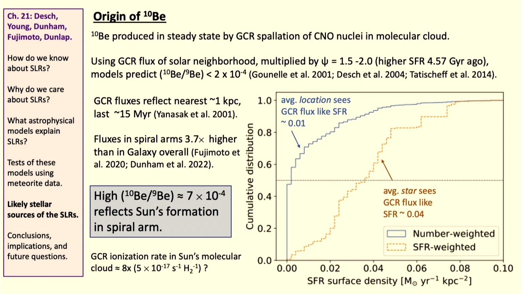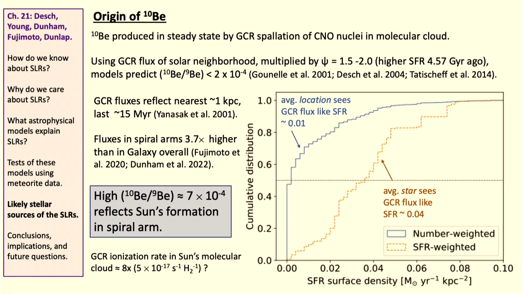However, in recent work, it's been shown that the cosmic ray flux in the solar neighborhood is sort of an average for the galaxy, but the cosmic ray flux in spiral arms should be much higher, because that's where all the supernovas are. Cosmic rays tend to diffuse for about 1 kiloparsec and die off after 15 million years, so they are at a higher flux in spiral arms.